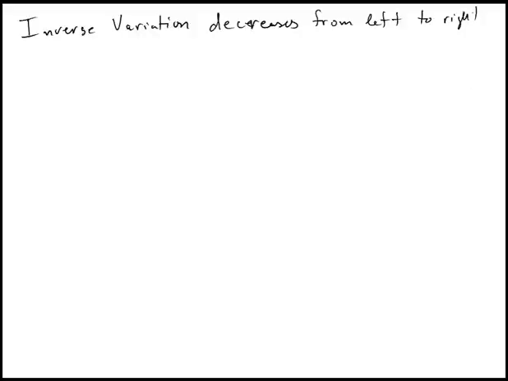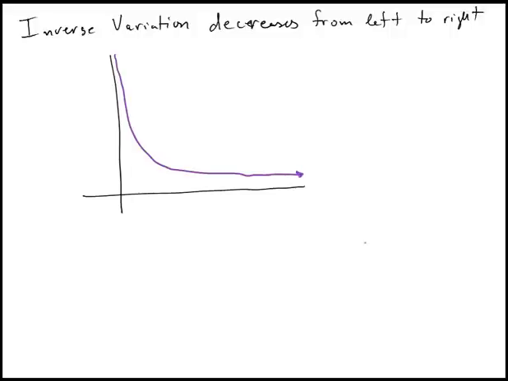Alright, so in general, inverse variation will decrease. It decreases from left to right. And generally, we see a graph that looks similar to this when we have y equals k over x to the n.